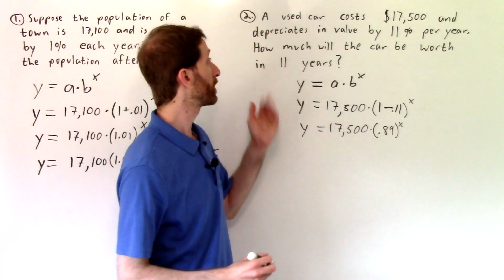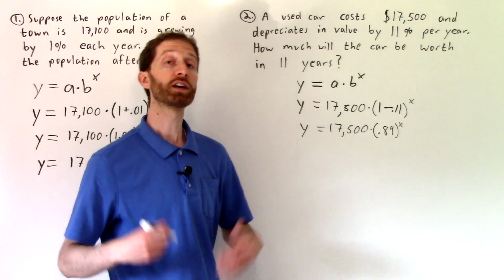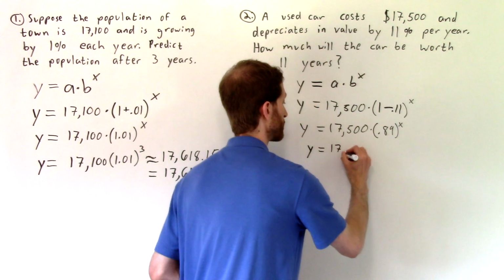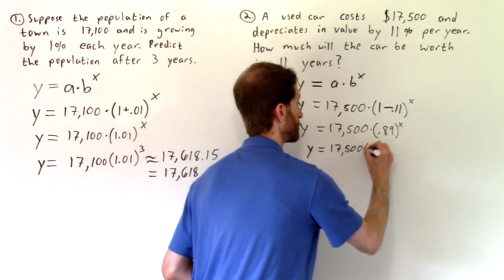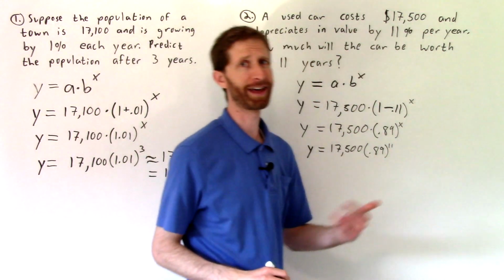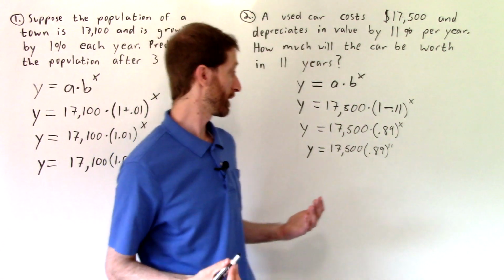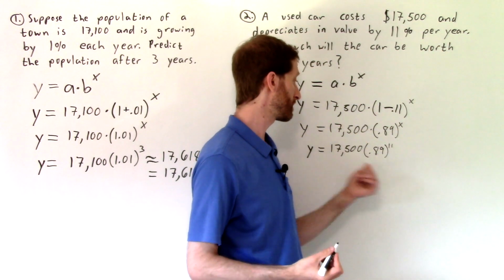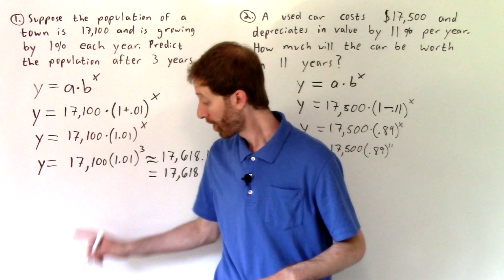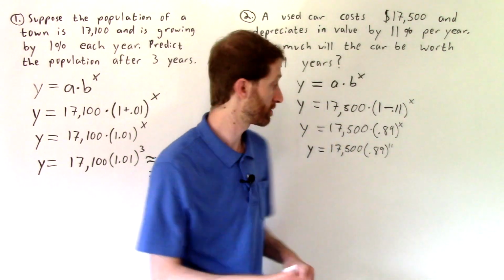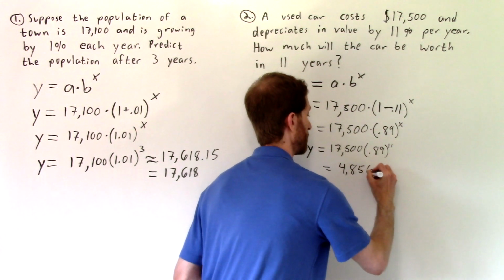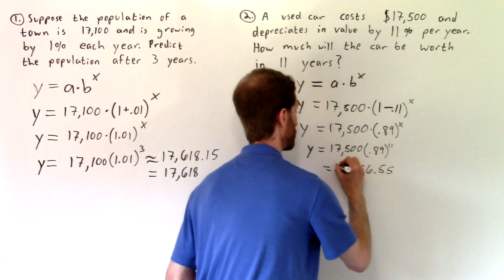So now if we want to know how much the car will be worth in 11 years, x becomes 11, and so we get y equals 17,500 times 0.89, all raised to the 11th power. And I can't do that one in my brain. You would use a calculator for this. Again, either multiply it out exactly as you see it, or do 0.89 to the 11th, and then times 17,500. Off the board, I get 4,856.55, and that would be dollars.